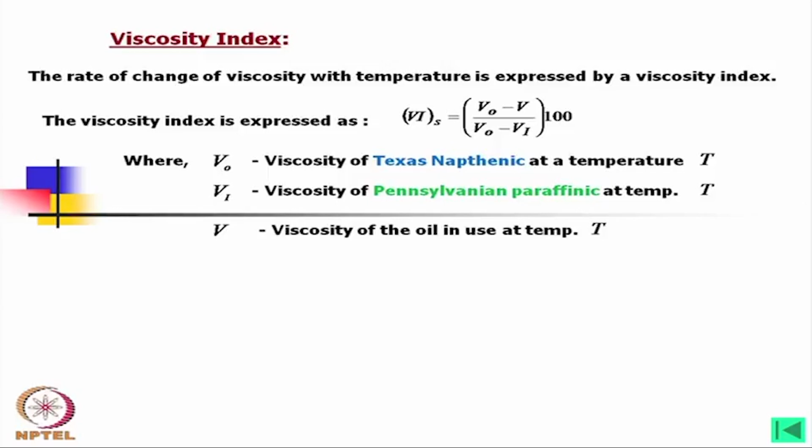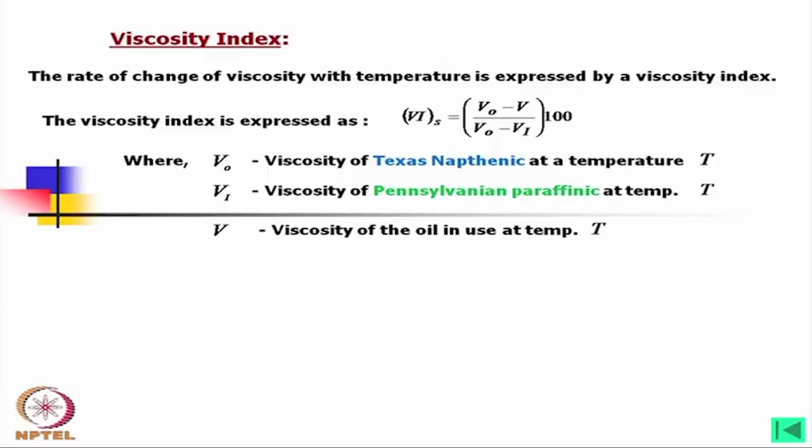And what we are doing, we are comparing with two reference fluids. One is the Texas naphthenic and another is the Pennsylvanian paraffinic, for which the viscosity is indicated by VI. Now, what are these two? These are the place Texas and the place Pennsylvania. There it is the product mined from those places, and it was found they have some differences with respect to the change in viscosity with temperature.